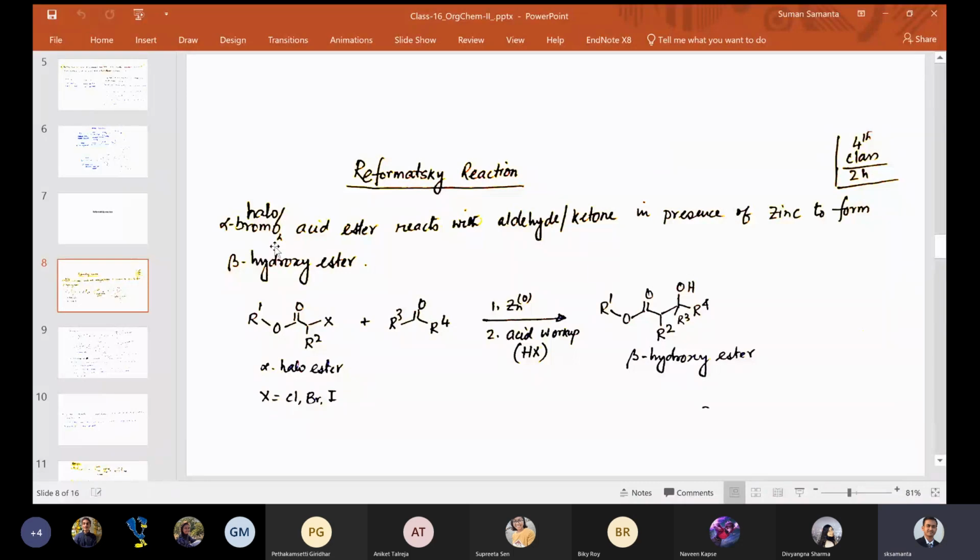Something like this. This is an ester, this is the alpha position, and you have a halogen group. So we take an alpha halo ester and then an aldehyde or a ketone in the presence of zinc dust, which forms a beta hydroxy ester. This reaction, the Reformatsky reaction, is a new name, but it is exactly the same as your aldol condensation.